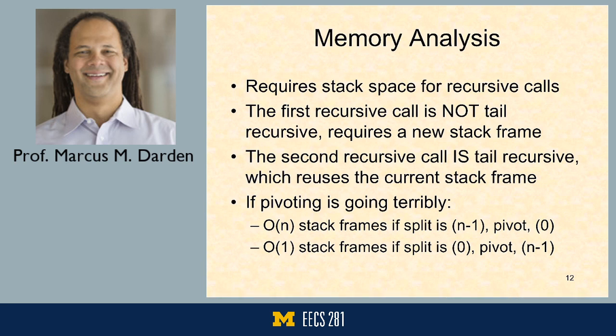So if your pivoting is going terribly, right, I end up with an edge case where I've picked the greatest in that min-max example. I picked the greatest every time, and I had n minus 1 things to go. So if I do that, I end up with the first stack frame being called with 5 items to sort, and then it calls another stack frame with 4 items to sort, and then another stack frame with 3 items to sort, and so on. I end up with a linear number of stack frames if I've got a worst case pivot.